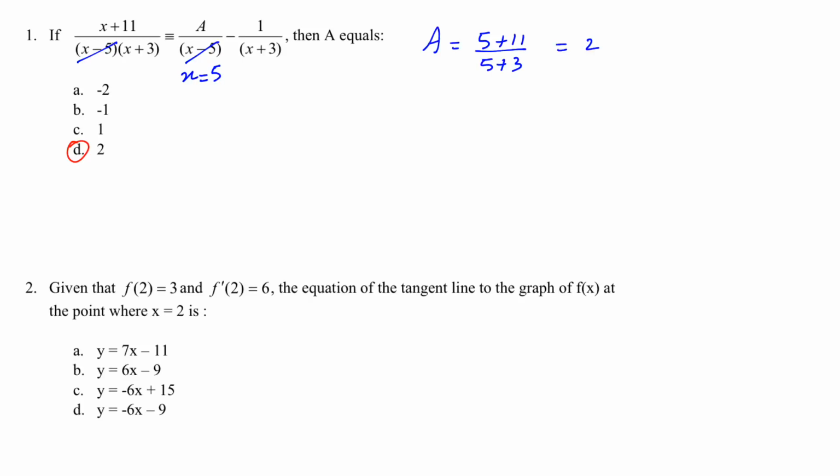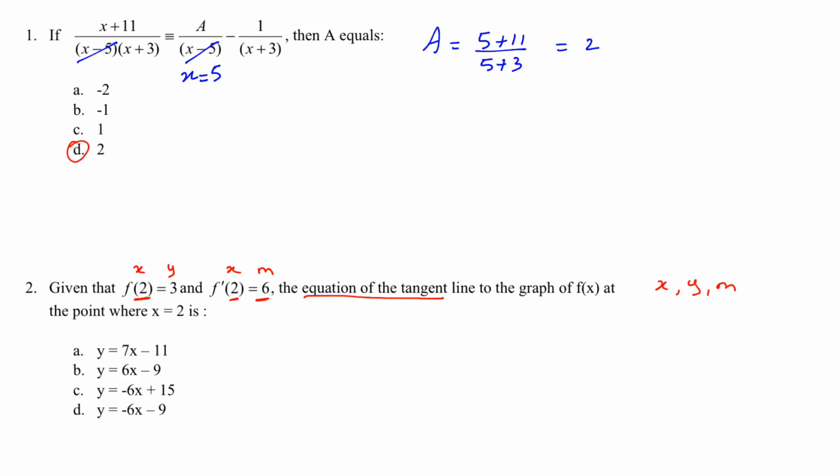In question number 2, given that f of 2 is equal to 3 and f dash 2 is equal to 6, the equation of the tangent line to the graph of f of x at the point where x is equal to 2 is. So we have to find the equation of the tangent. To find the equation of the tangent, you always need x, y, and the gradient. Here, that information has been given to us: f of 2 is equal to 3 means when x is 2, y is 3. And f dash 2 is equal to 6 means when x is 2, gradient is 6.